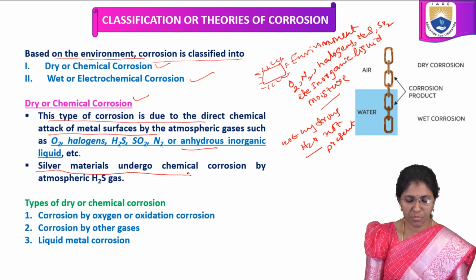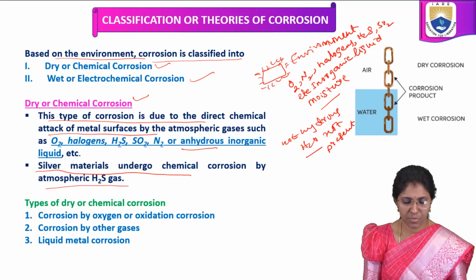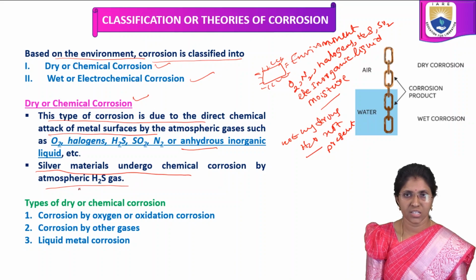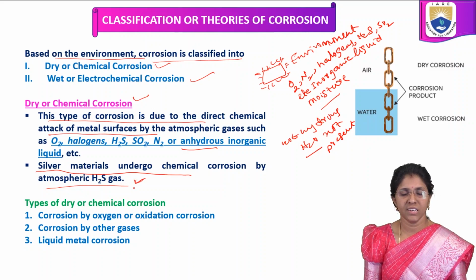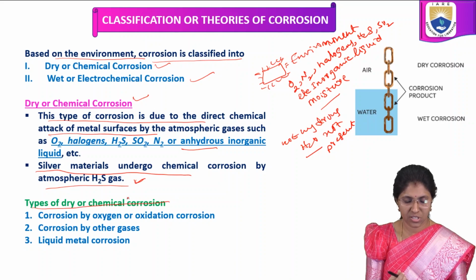An example is that silver materials undergo chemical corrosion by atmospheric H2S gas. This is an example of dry corrosion. Now, types of dry or chemical corrosion.